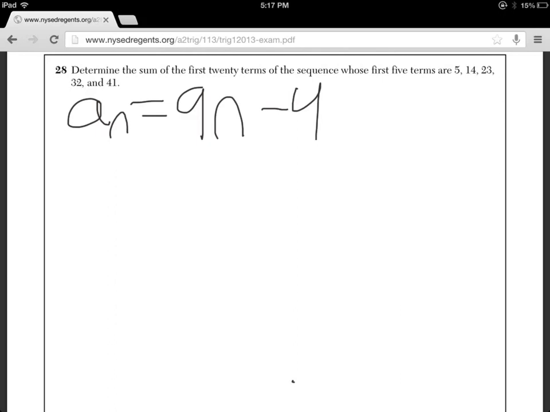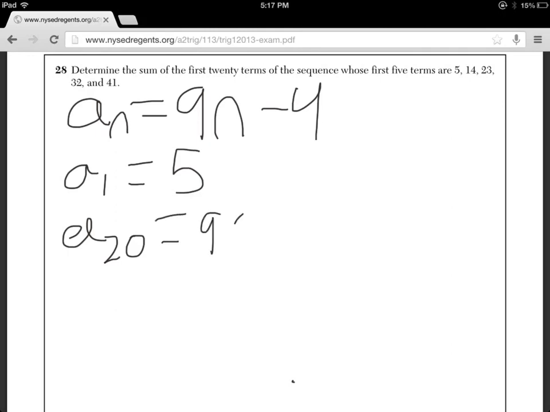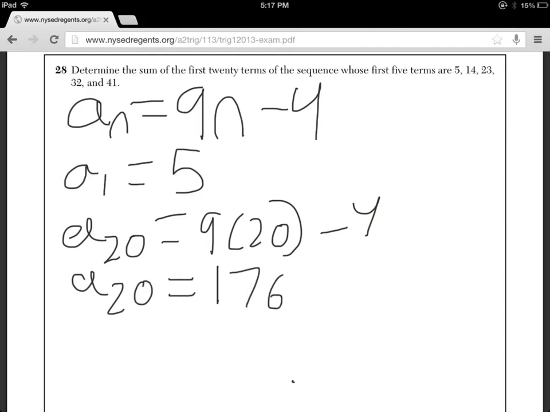So, in order to find the sum of the first 20 numbers in the series, you need to figure out 2 things. You need to know the first number in the series, and you already know that to be 5, and you need to know what A20 is, right? And so if we plug 20 into the formula above, you get 9 times 20 minus 4, and that tells you that A20 is equal to 176.